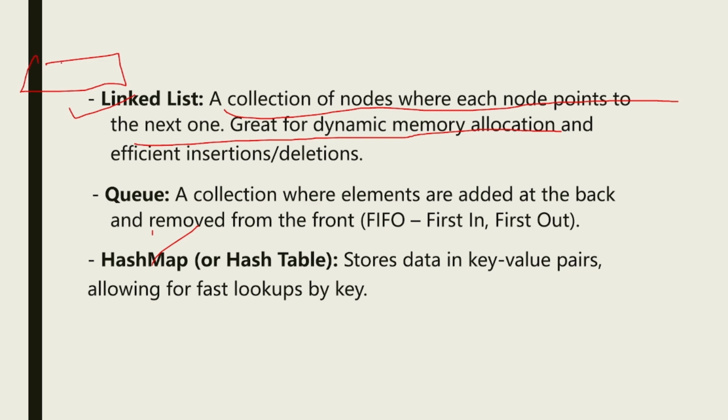So a linked list looks like this. This is our first node, which is pointed to by the head pointer, and in this we have data, and in this we store the address of the next node. This is how our linked list looks.